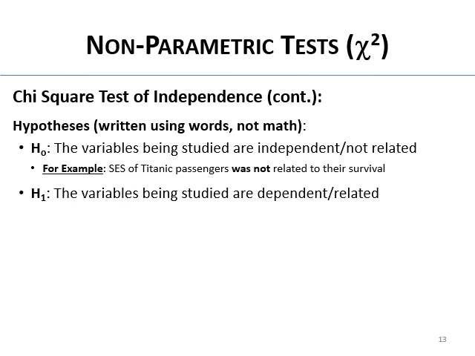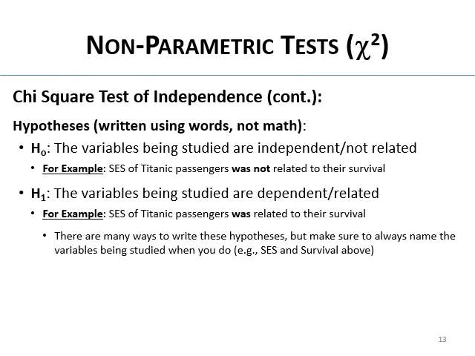Your alternative is the variables being studied are dependent / related. So for example, the SES of Titanic passengers was related to their survival. There's a lot of different ways you can write these because it's words, but make sure to always name the variables being studied when you do it. So in the examples above, they both mention SES and survival, right?